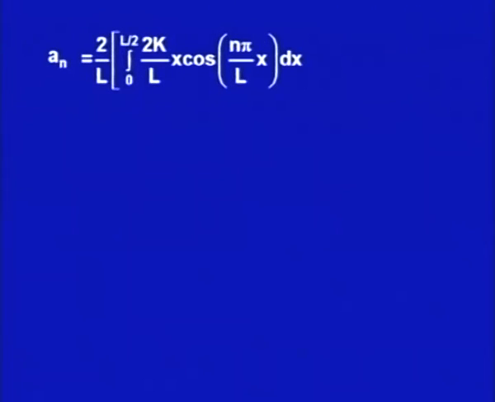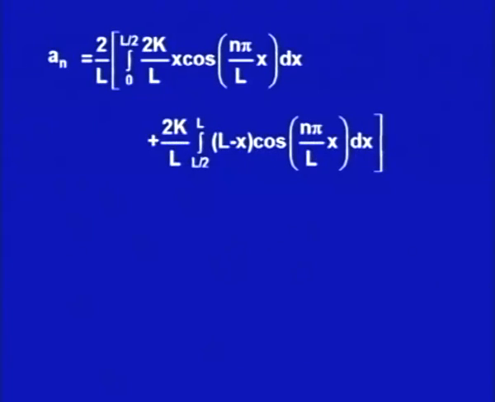Now, what is a n? The integral is 2 by L integral 0 to L f(x) times cos n pi x by L dx. Now, the integral will again break into two parts, that is 0 to L by 2, where the function is 2k by L into x, multiplied with cos n pi over L x, and the other one from L by 2 to L, where the function is 2k by L times (L minus x) cos n pi by L x dx.